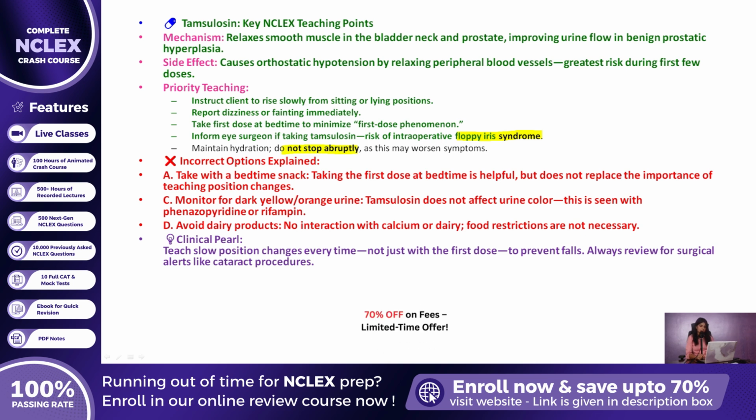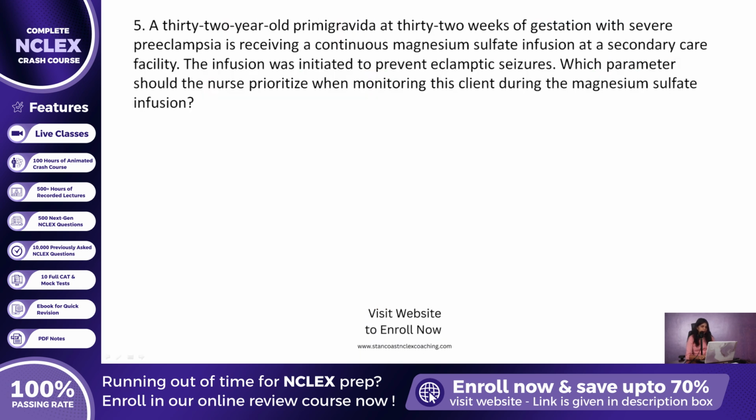of benign prostatic hyperplasia. Get ready for another critical maternity care question with question number 5. A 32-year-old primigravida at 32 weeks of gestation with severe preeclampsia is receiving a continuous magnesium sulfate infusion at a secondary care facility. The infusion was initiated to prevent eclamptic seizures. Which parameter should the nurse prioritize when monitoring this client during the magnesium sulfate infusion?